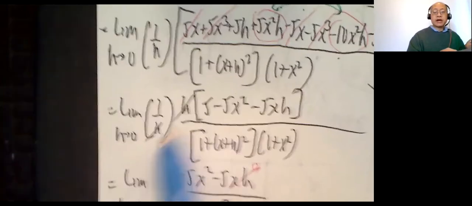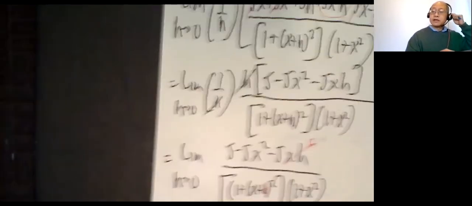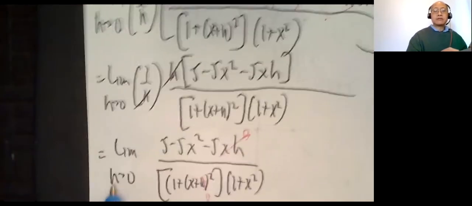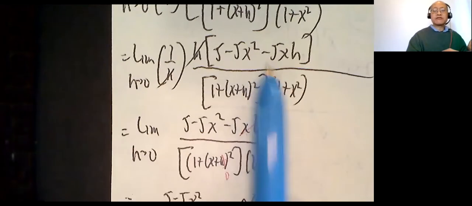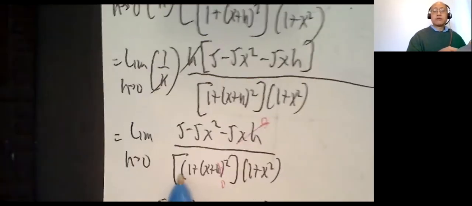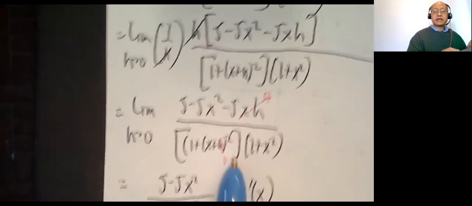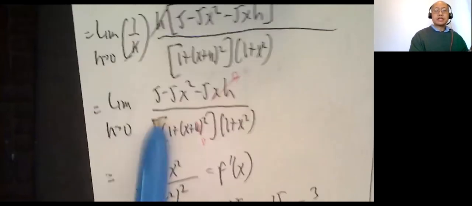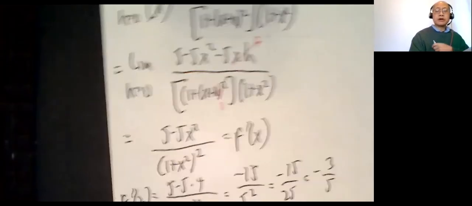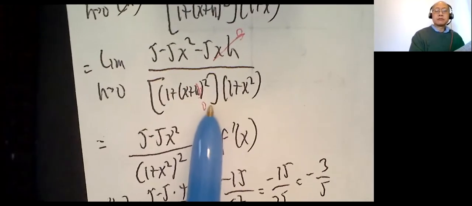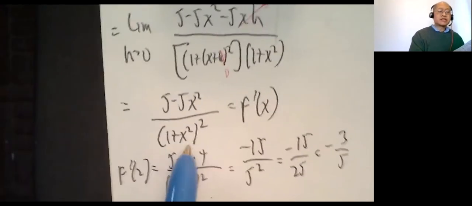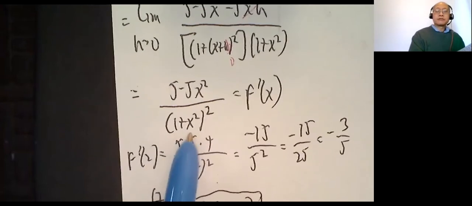Okay, now these two cancel out. That's the whole idea: get a cancellation over here. So these are gone. So limit as h approaches 0, 5 minus 5x squared minus 5xh over 1 plus x plus h squared, 1 plus x squared. Finally, I can plug in 0. So h is 0, put a 0 there, that's gone, put a 0 there. That's going to give me 1 plus x squared. Here's another 1 plus x squared. 1 plus x squared, squared.